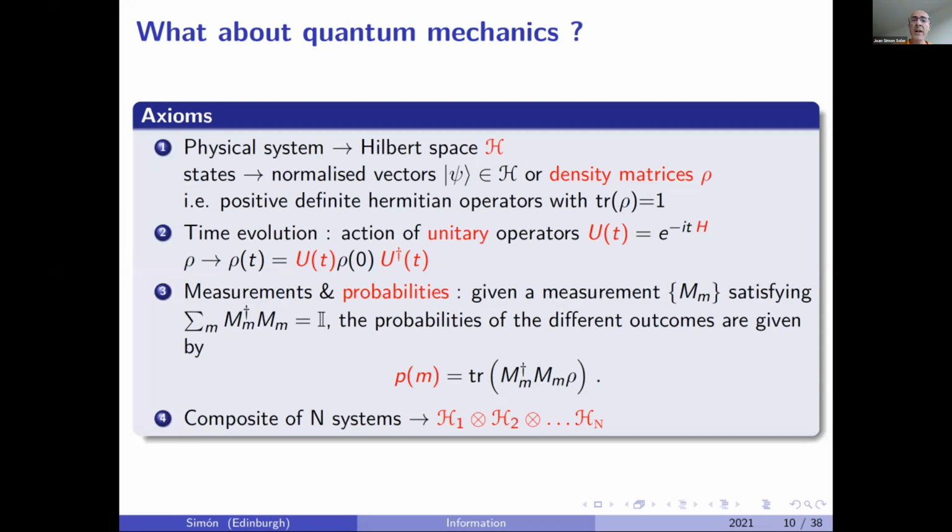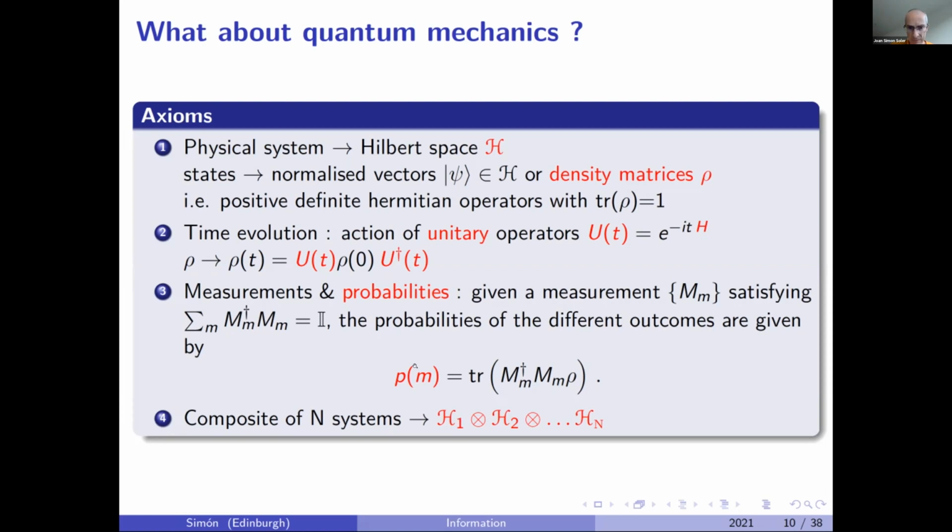Now, what do I measure? The label, small m, labels the different outcomes of my measurement. And if I happen to measure the label small m, the probability that I actually obtain that measurement is given by this axiom, using a trace in the Hilbert space. The last axiom involves relating the Hilbert spaces of individual quantum systems with composite systems.